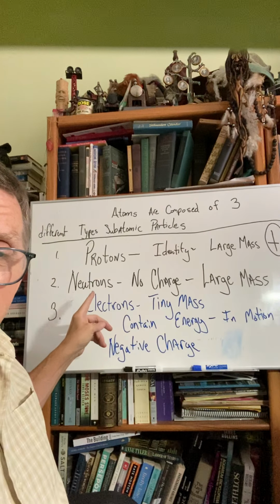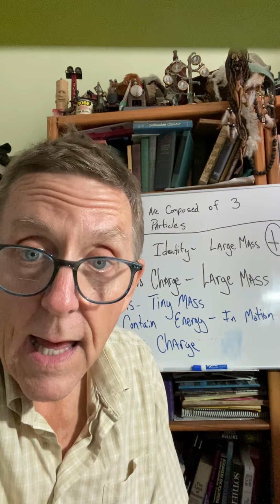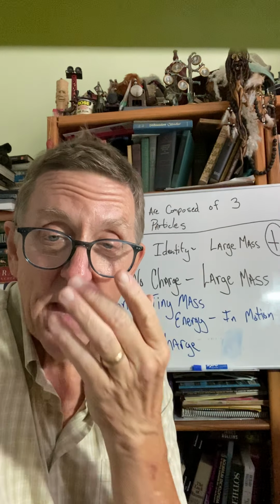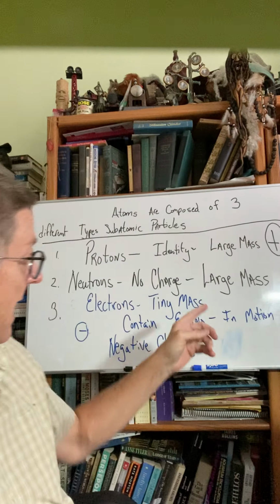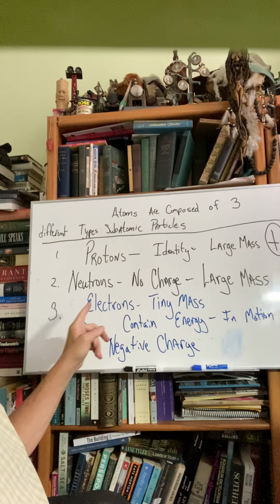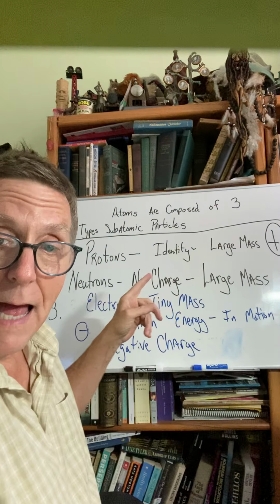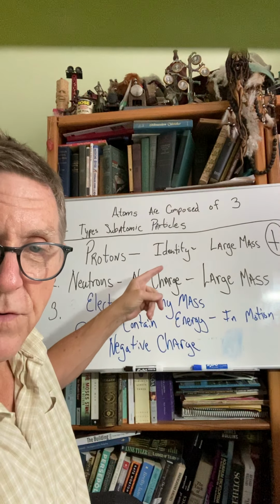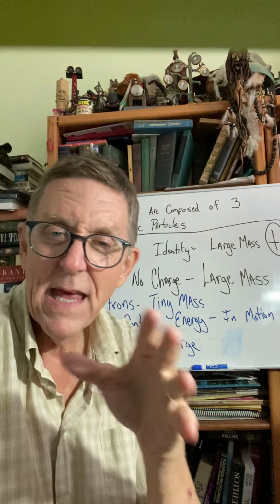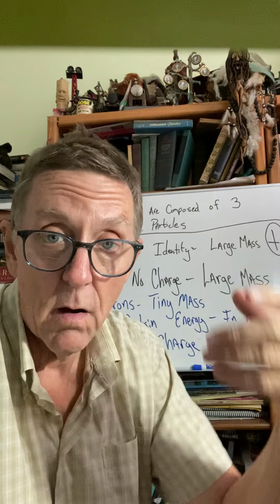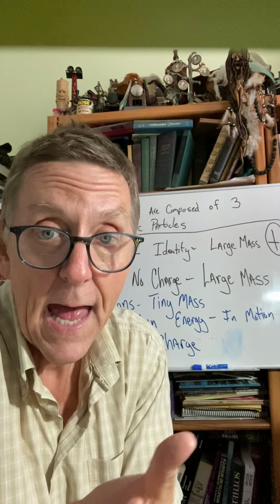But the other big thing that's in the nucleus are what we call neutrons. Neutrons have a large mass. They have no charge. They're neutral. And you have close to the same number of neutrons as protons. It varies, and we'll talk about what the significance of that is.